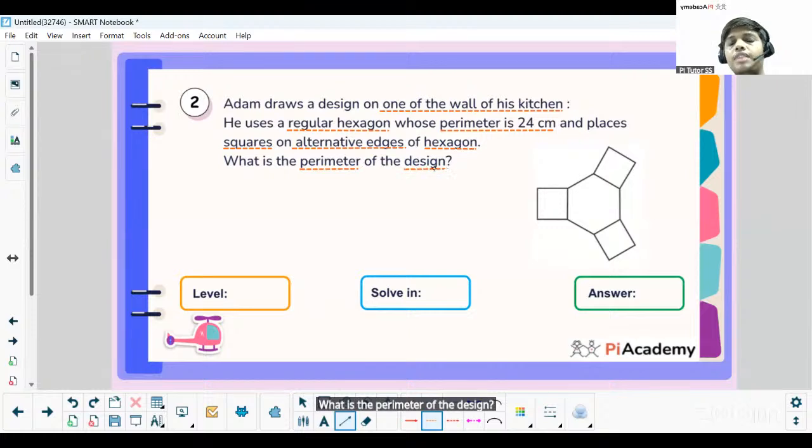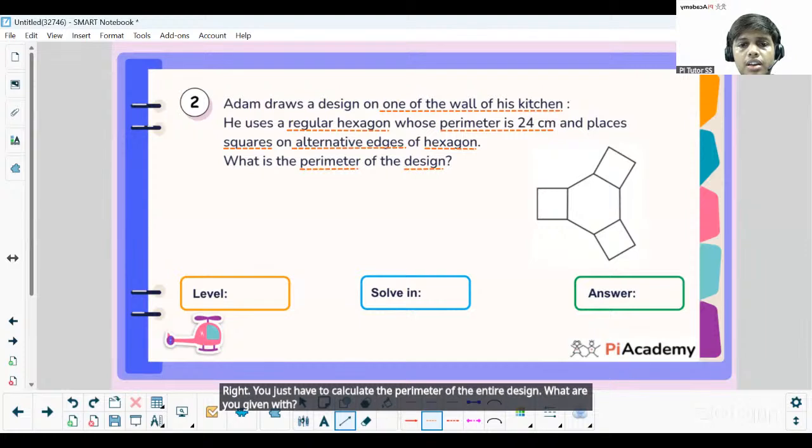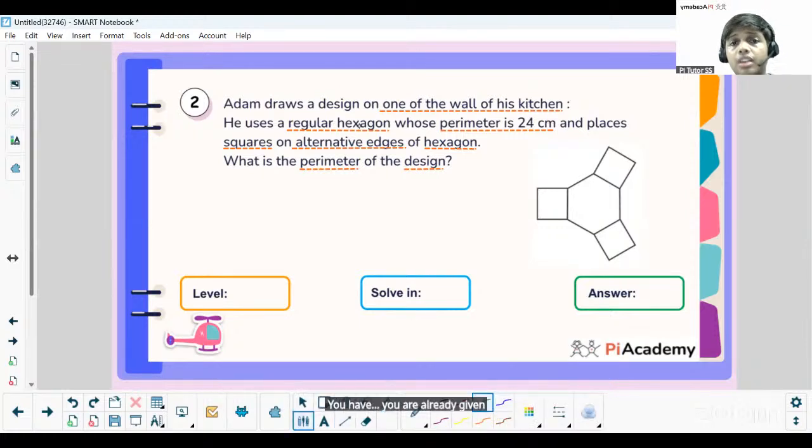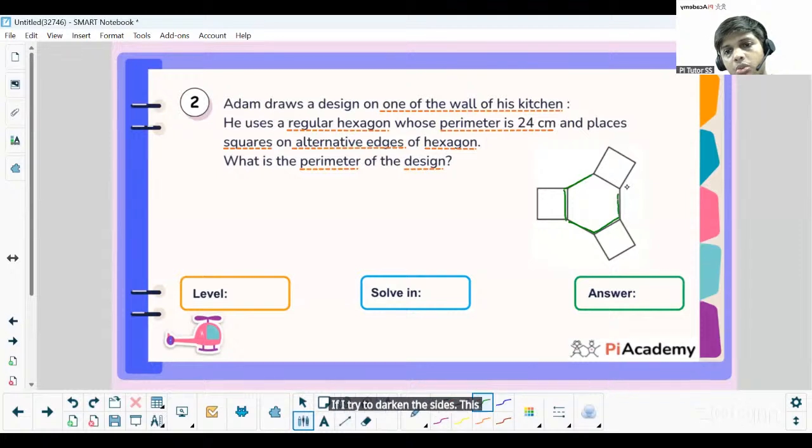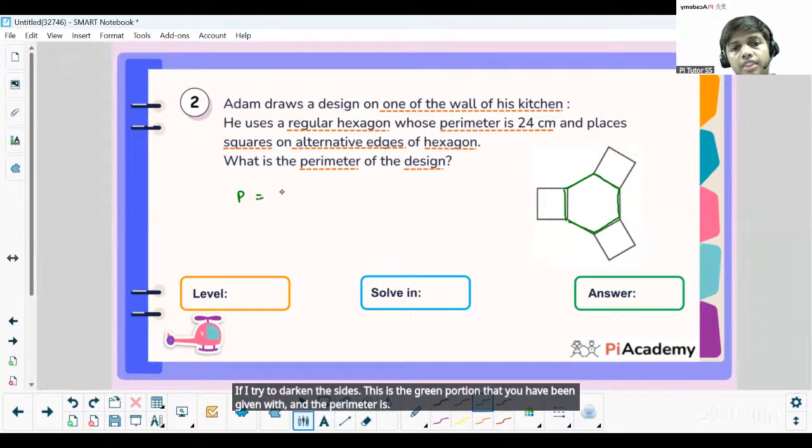Right. You just have to calculate the perimeter of the entire design. What are you given? You are already given the perimeter of the entire regular hexagon. So this hexagon's perimeter is known to you. If I try to darken the sides, this is the green portion that you have been given, and the perimeter is 24 centimeter.